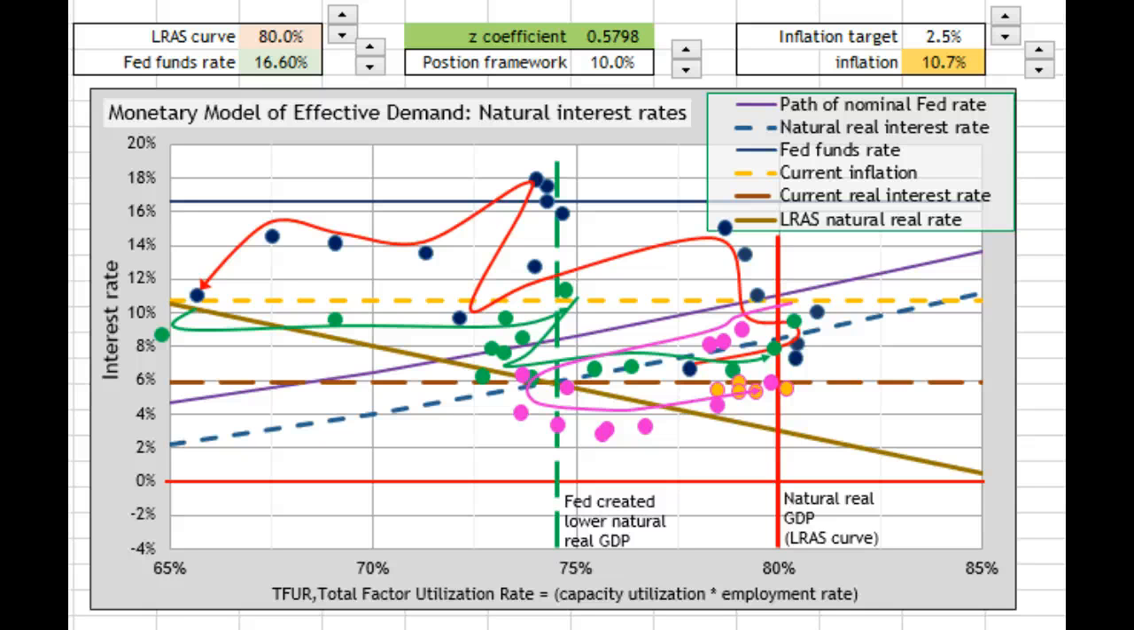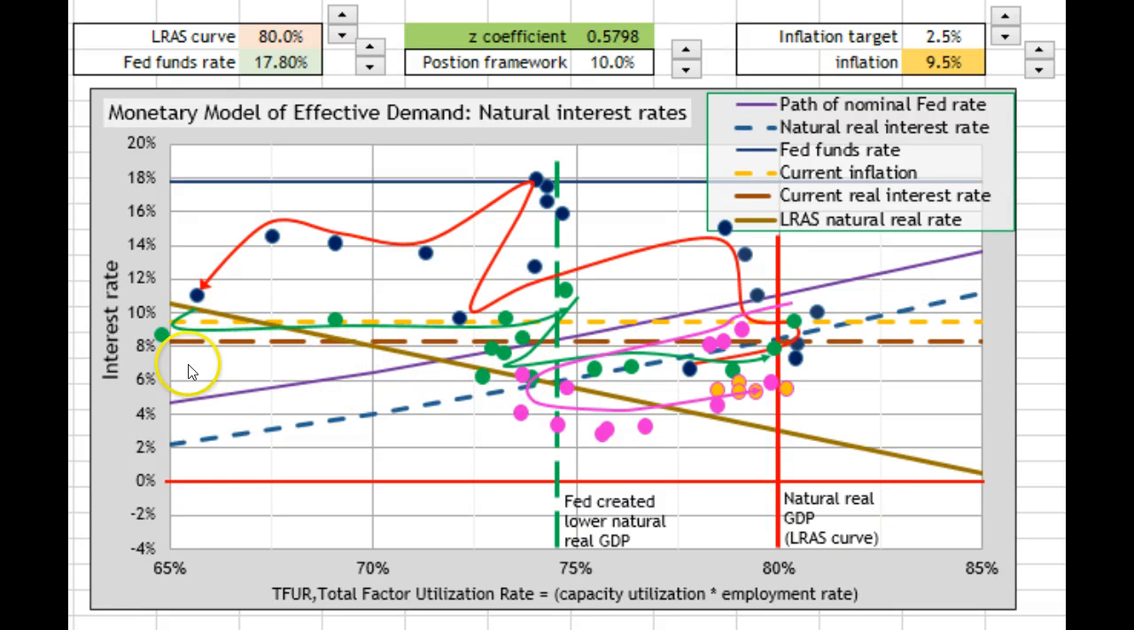And let's go to the second quarter of 1982. We see that the current real interest rate has gone up to a little over 8%. And this is hammering down on the economy. Inflation is still around 10%, 9.5%, and the Fed rate has gone up to almost 18%, so it's 17.8%.